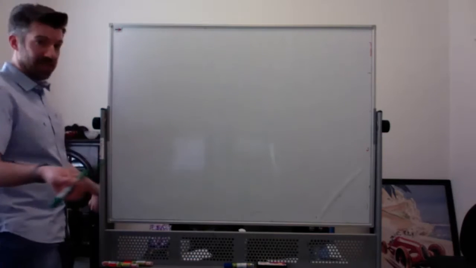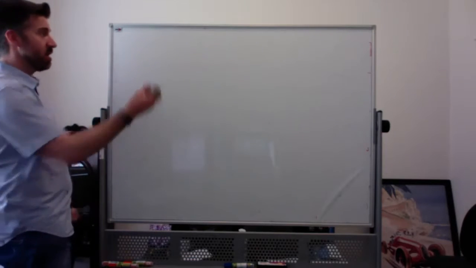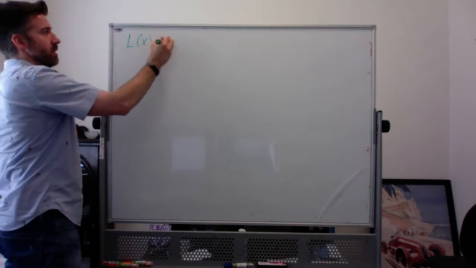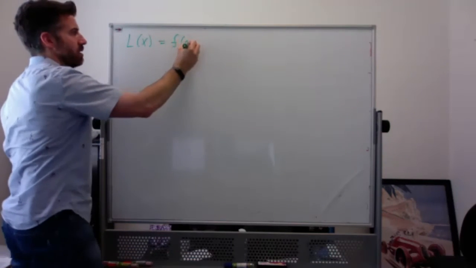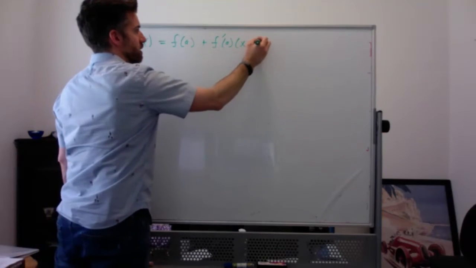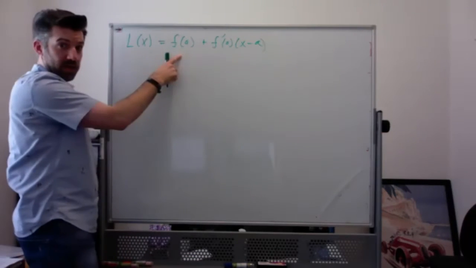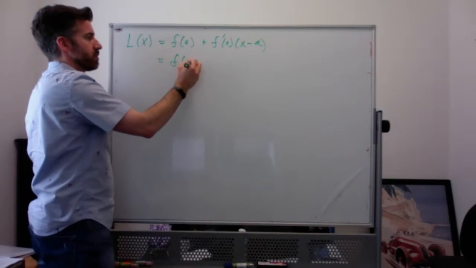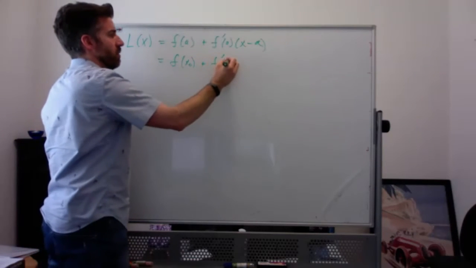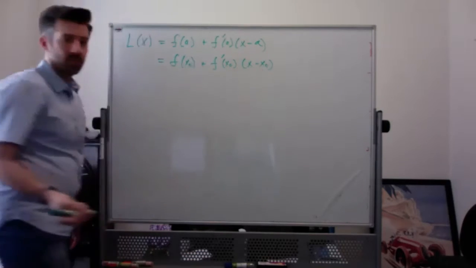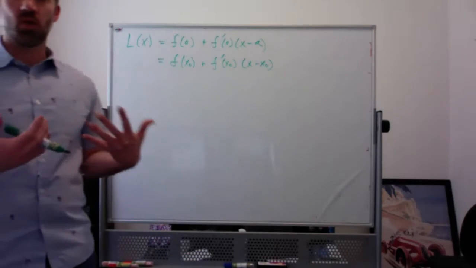So just like when we did linearizations, the linearization of a function is f of a plus f prime of a times x minus a. Or they might have used x naught here: f of x naught plus f prime of x naught times x minus x naught. Right, that's just the equation of the tangent line.